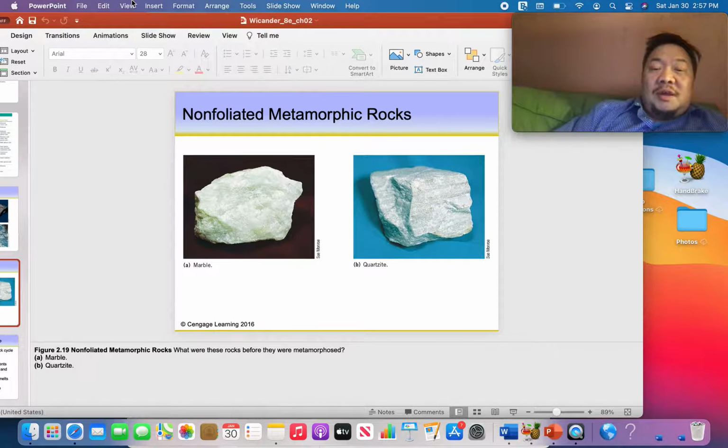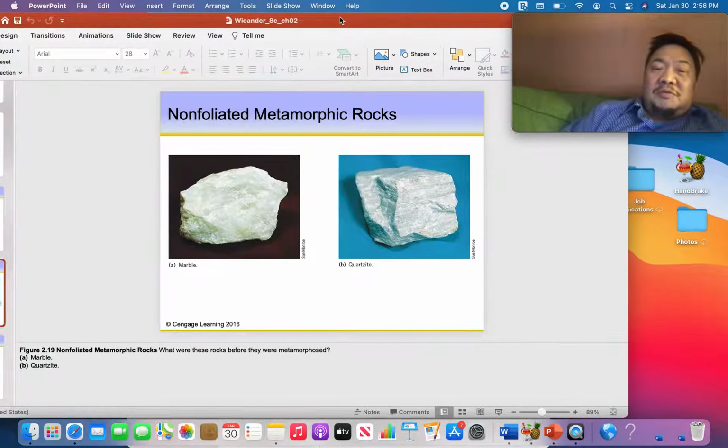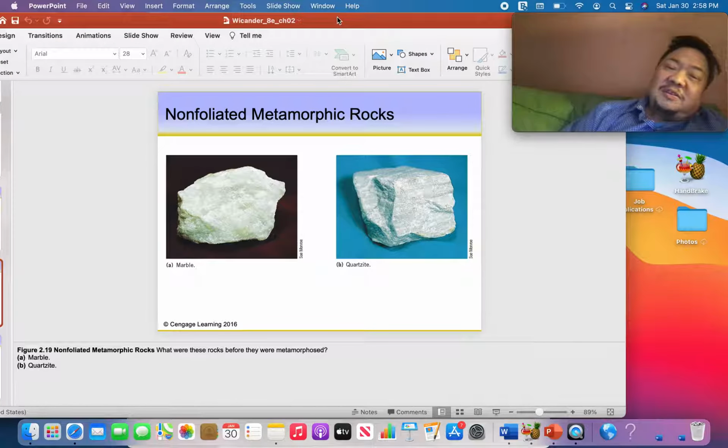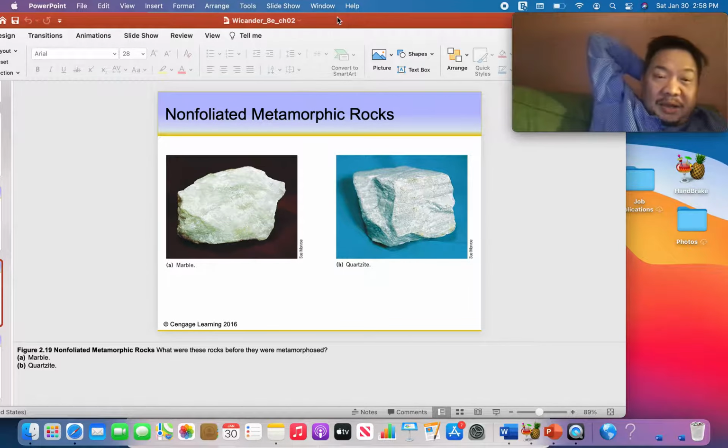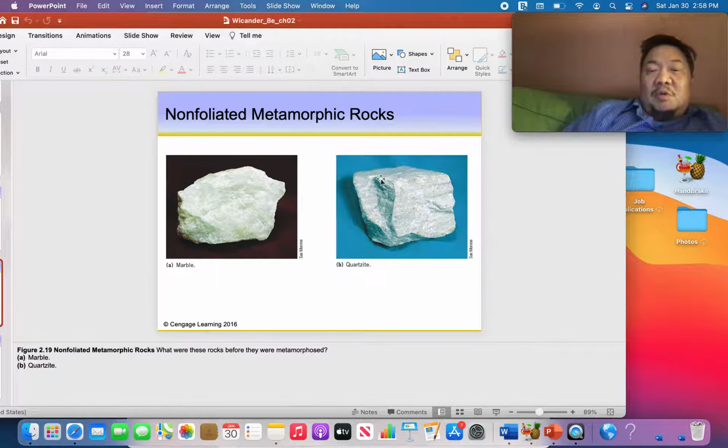Non-foliated metamorphic rocks. Since this is historical geology, we're just covering the basics of metamorphic rocks. But if you're interested, this summer we'll be teaching a lot about metamorphic rocks in physical geology. So if you really like rocks and minerals, physical geology is going to be your cup of tea, and we'll have a class this summer. But the two non-foliated metamorphic rocks we're going to look at are marble and quartzite.